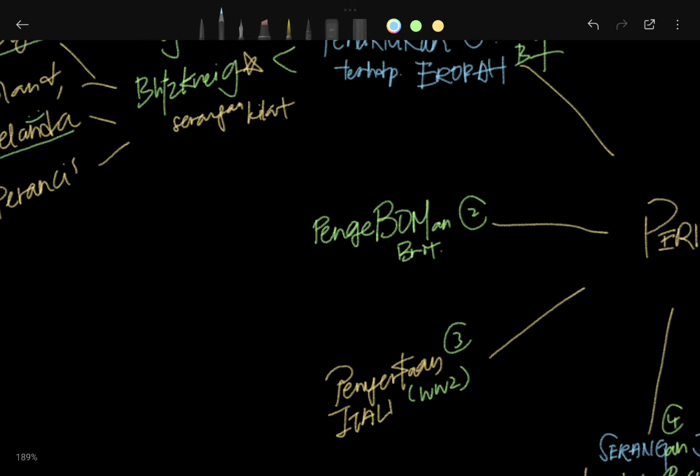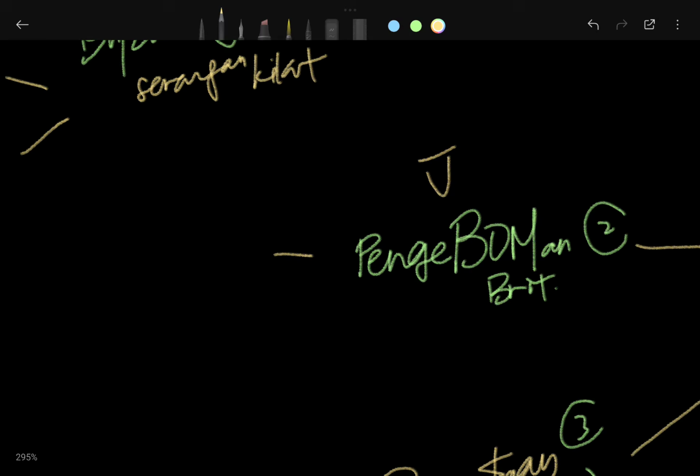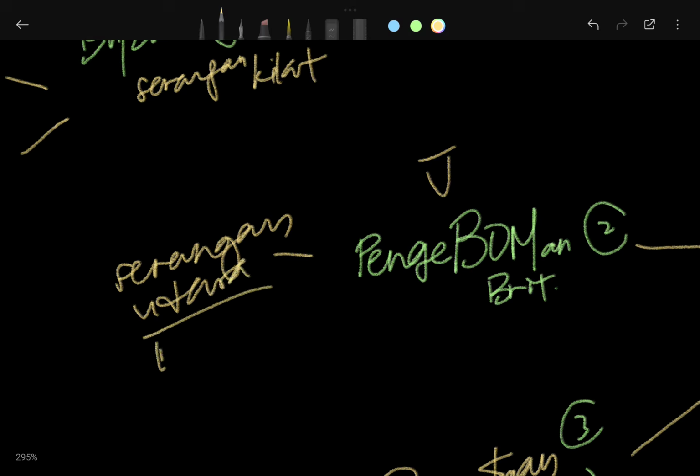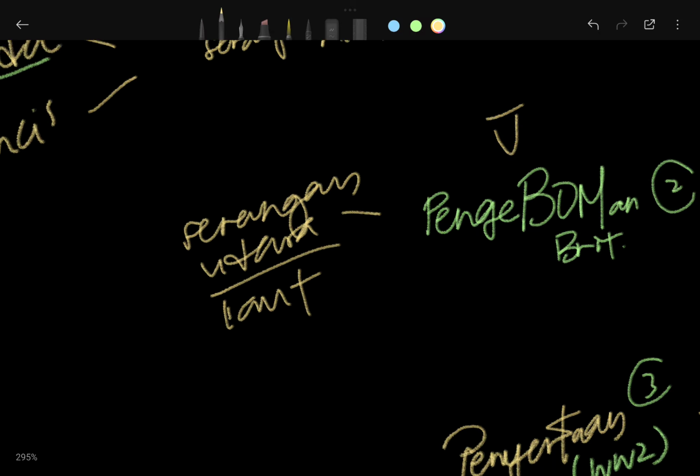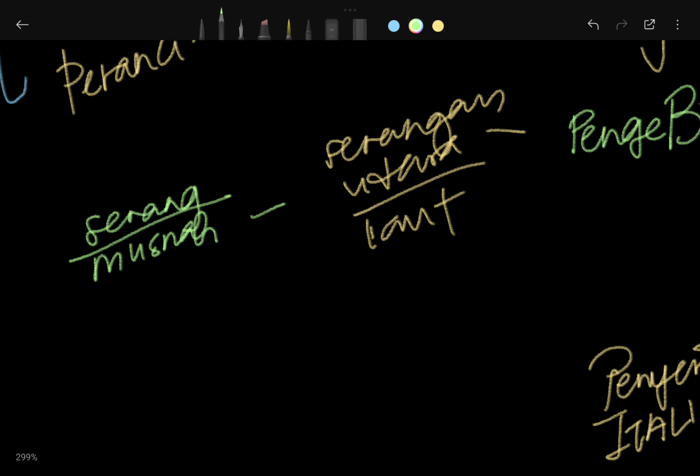So now, speaking of British, let's go over to pengeboman British, the bombing of Britain. Okay, Britain. So it's still basing on German. German not happy with anyone. Okay, so German melancarkan serangan udara, an air force attack, dan laut, marine attack, terhadap Britain on the September of 1940 to June 1941. Now, German menyerang. Okay, I write the kata base word, serang dan memusnahkan. What did they attack and destroy?